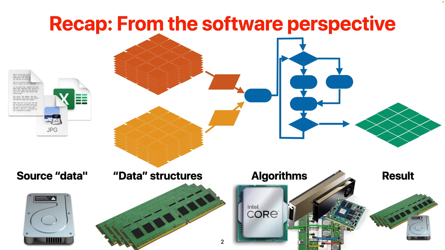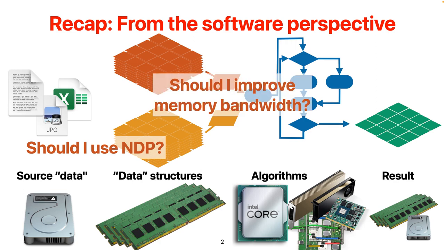But if you look at this model, what really happens is that we have a lot of bottlenecks here. And in the last lecture, we talked about a few potential things we can do. For example, what if we put processors near data? So the first question is, under what kind of situation can we use near data processing? Sometimes, should I make a system with more memory bandwidth? Or should I use hardware accelerators for my program or code?